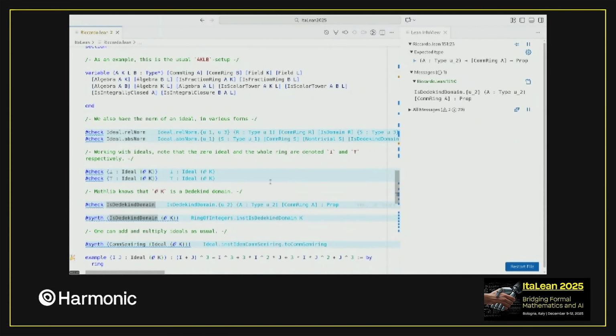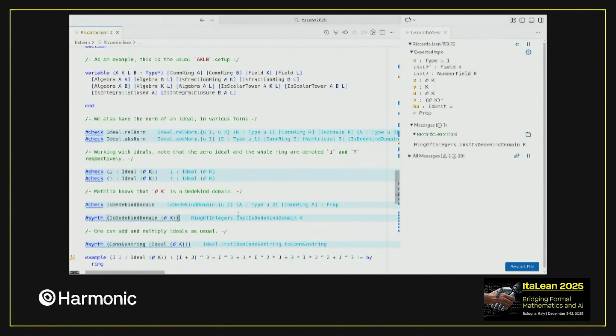So IsDedekindDomain, you see, is a property of a commutative ring. There are commutative rings that are Dedekind domains and commutative rings that are not. And this is why the property is called IsDedekindDomain. It's exactly like number fields. The problem is that NumberField is not called IsNumberField, but it should be. And if I ask Lean, do you know that OK is a Dedekind domain? Lean says, yes, I know it.